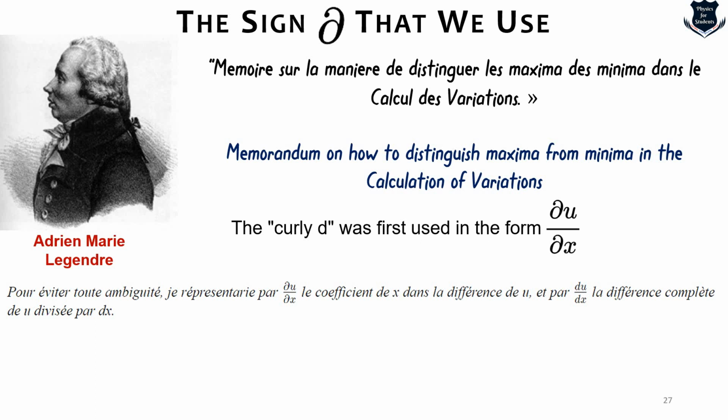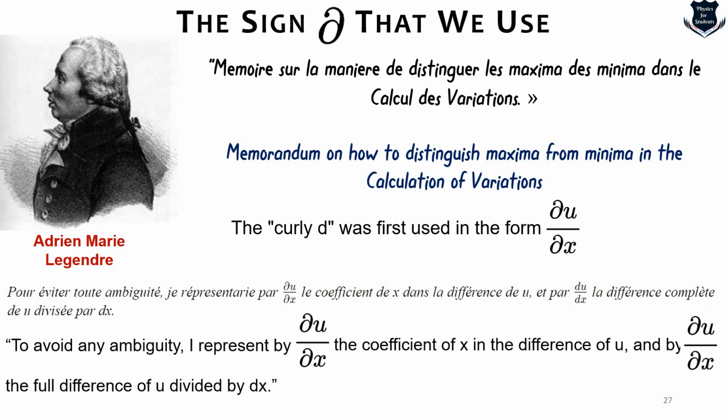This is the original, I think it is German, which is written, and this is the English given. Again, I note that this translation might not be exactly correct, but this is just to give you an idea. To avoid ambiguity, I represent del u by del x, the coefficient of dx in the difference of u, and by du the full difference of u divided by dx.